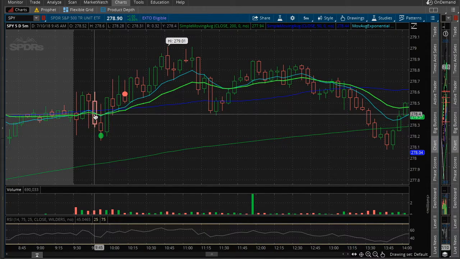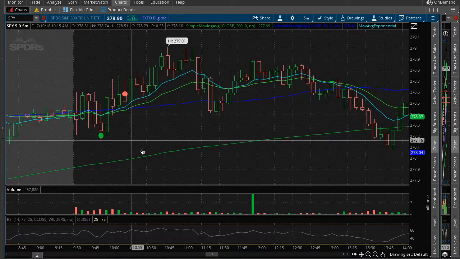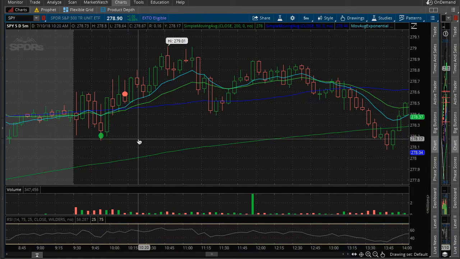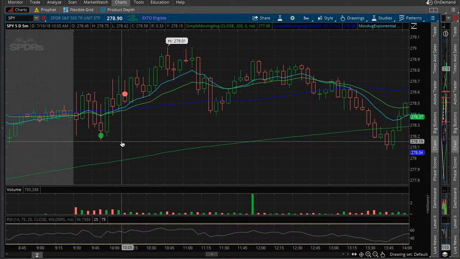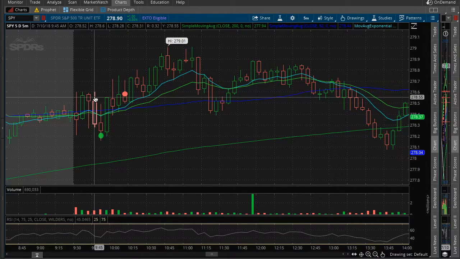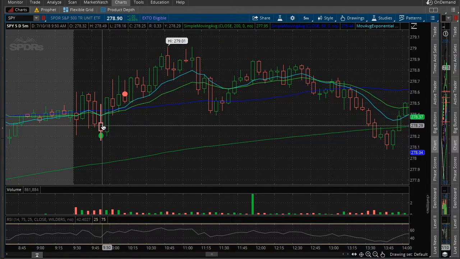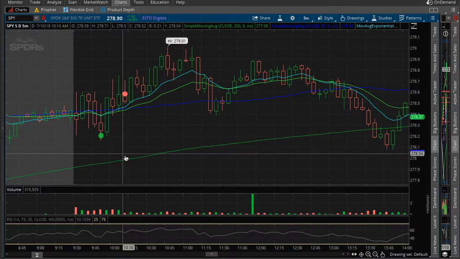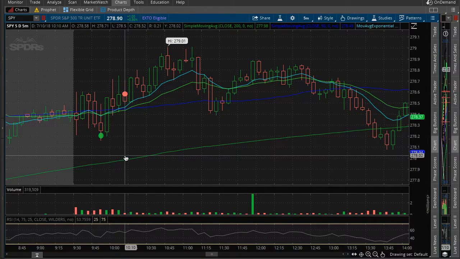The 10 EMA had just crossed to the downside on the 10/20 cross, and I was in on this candle. We just had a nice powerful break through it and a pretty big wick here. And that was my entry.